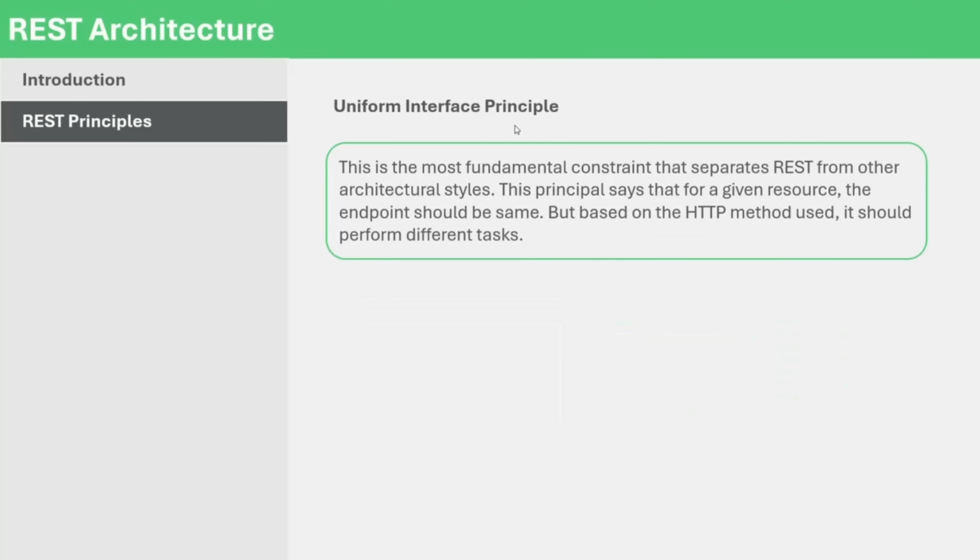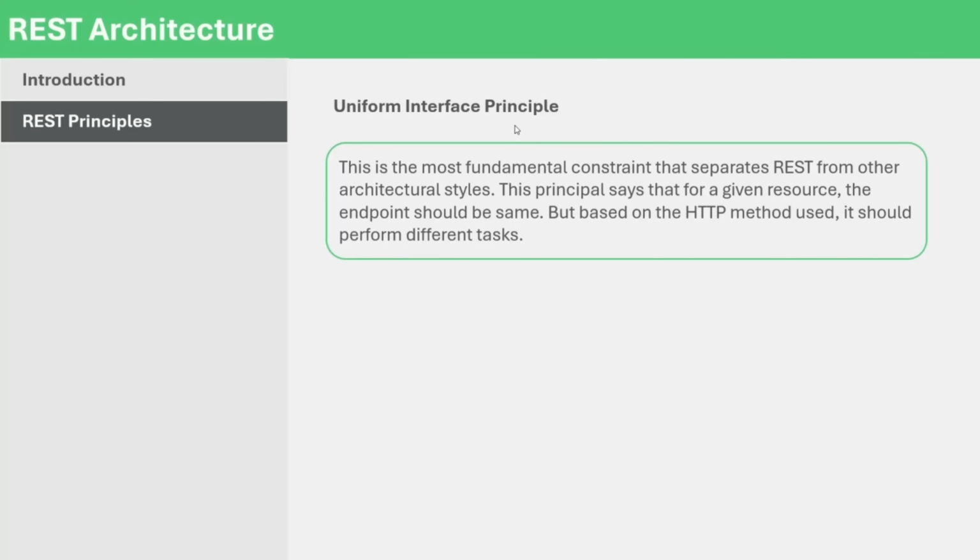Next, we have the uniform interface principle. And this is the most fundamental principle, the most fundamental constraint you can say, that separates REST API from other architectural styles. This principle says that for a given resource, the endpoint should be the same, but based on the HTTP method used, it should perform different tasks.